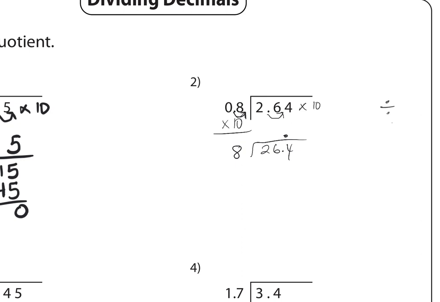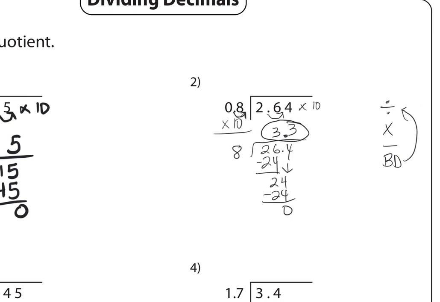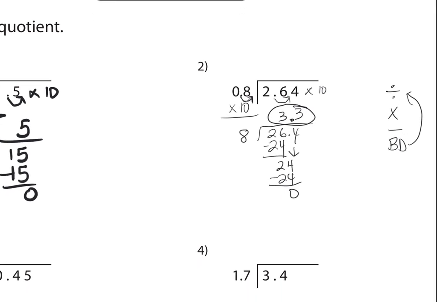5 steps to division are divide, multiply, subtract, bring down, begin again. How many groups of 8 are there in 26? I believe that will be 3. 3 times 8 is 24. Subtract, bring down, and we can see that I got to use 3 again. 3 times 8 is 24. I have 0 left. There's nothing left to bring down. My answer is 3 3/10.